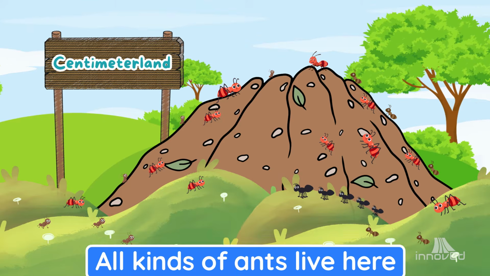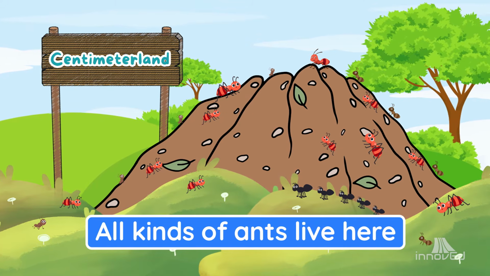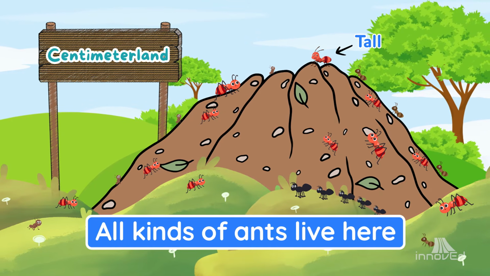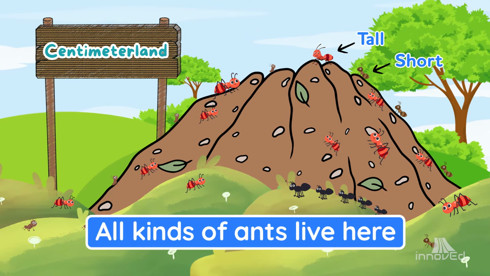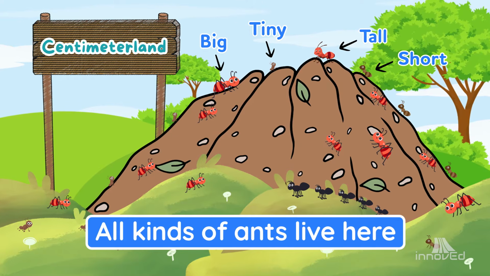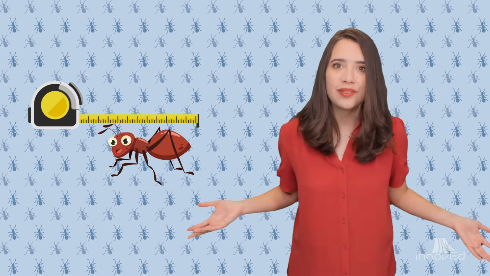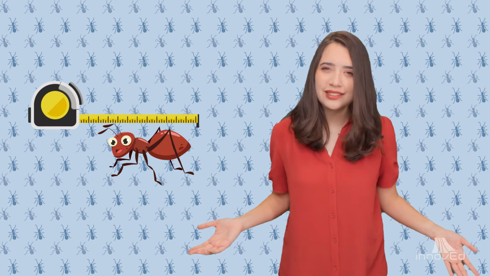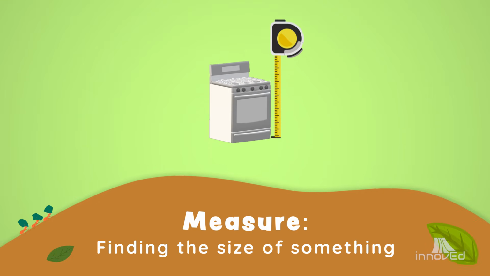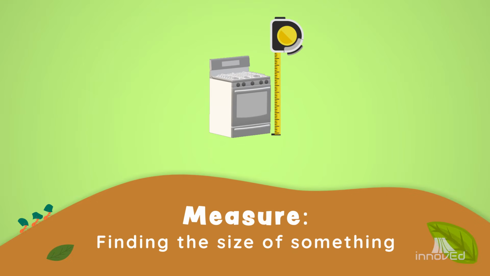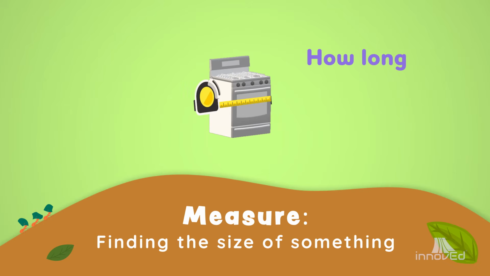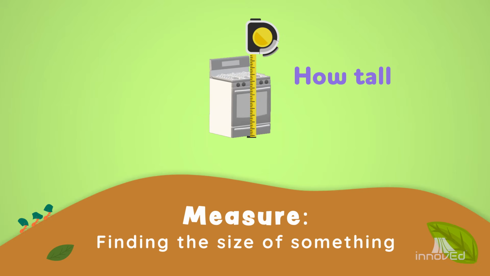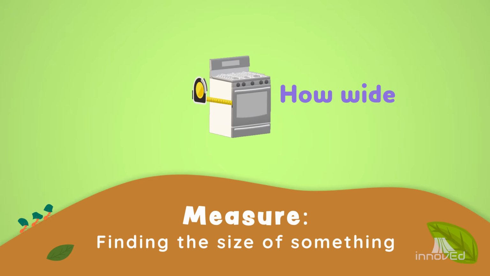In Centimeterland, there are ants of all different shapes and sizes. There's tall ones, short ones, big ones, and tiny ones. And just like real entomologists, we're going to study these ants by measuring them. Do you know what to measure means? Well, when you measure, you're finding out the size of something. So how long it is, how tall it is, or how wide it is. And that's exactly what we're going to do today.